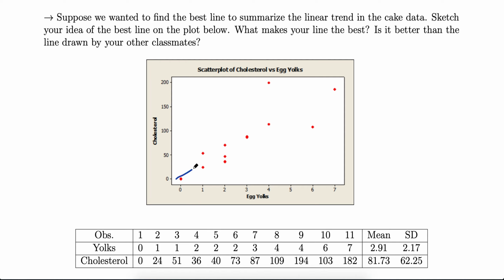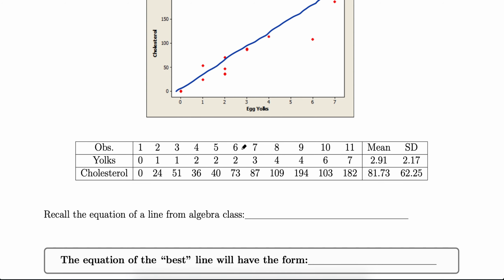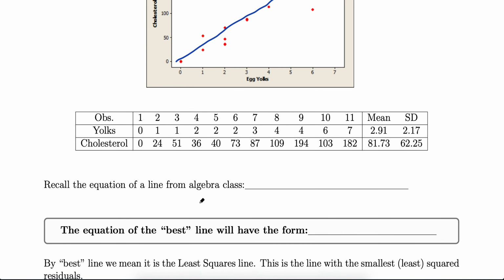All right, hopefully you're drawing something along these lines. Everybody's is going to look a little bit different, and I just want to remind you of some notation that maybe you've seen before. From algebra class, if you remember just one equation, you probably remember y equals mx plus b, the equation for a line. In this equation, m was the slope of the line, that rate of change: as x goes up, what happens to y? And b was the y-intercept, where this line crosses the y-axis.